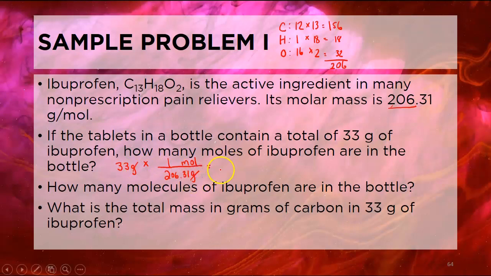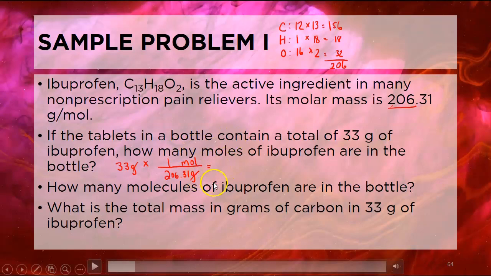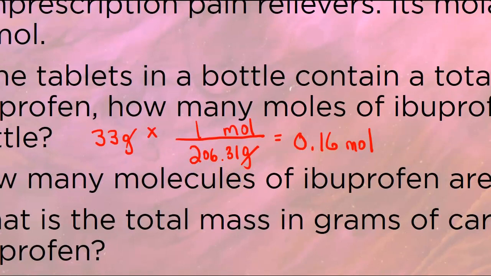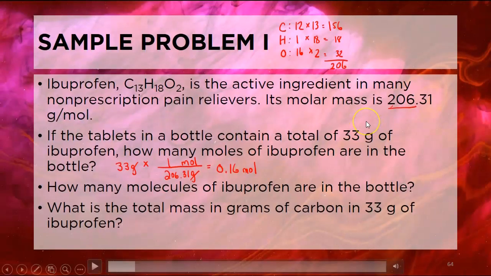So 33 divided by 206. I want to say it's 0.16. If I remember correctly, 0.16 moles. Does that make sense? 33 divided by 206. And that gets me in the moles. So how many molecules? I can just keep it going.